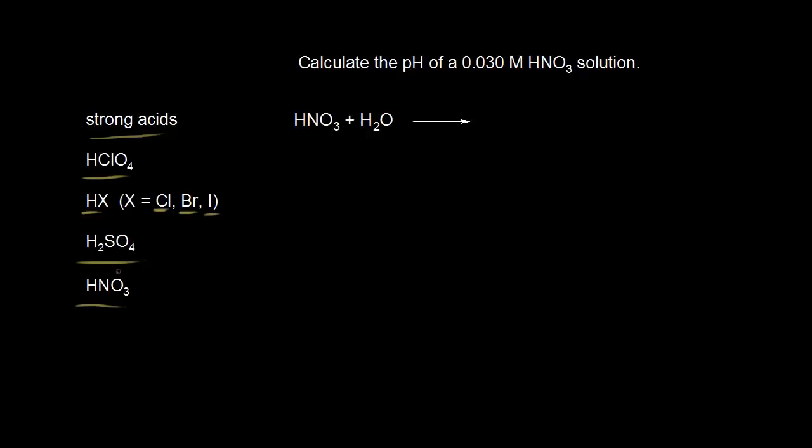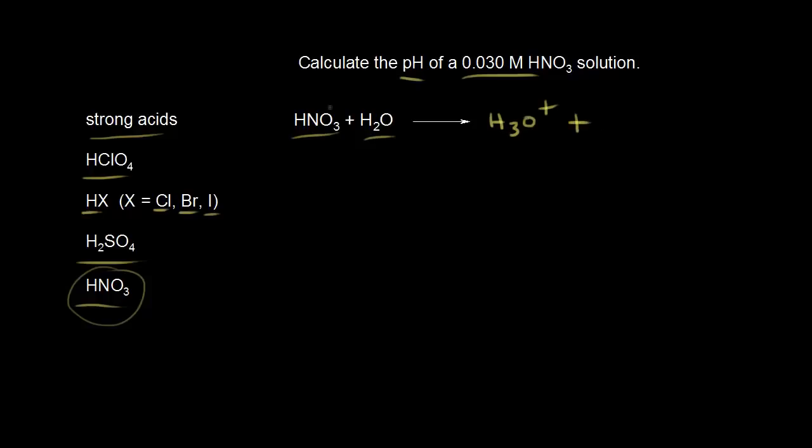So let's do a calculation using nitric acid here. Calculate the pH of a 0.030 molar solution of nitric acid. Well, nitric acid is a strong acid, which means it ionizes 100% in solution. So if we have HNO3 and H2O here, the nitric acid is going to donate a proton to water, and if water accepts a proton, water turns into H3O+, the hydronium ion.